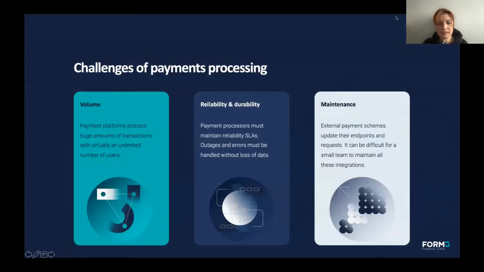So first, the challenges of payment processing. When it comes to payment, we first and foremost need reliability and durability. Usually we have some contractual obligations and we need to provide specific SLAs to our customers. And any outages and errors must be handled without any loss of data. That's super important.